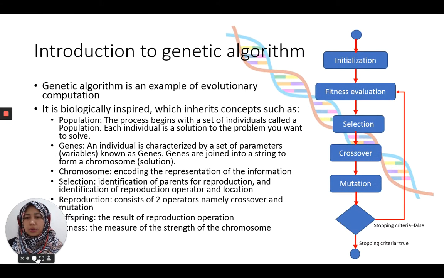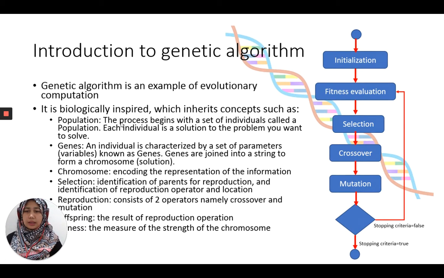This slide shows the concept of the genetic algorithm, which, as the name entails, is an example of evolutionary computation. On the right side of the slide, you can see the flowchart of the genetic algorithm. The slide also introduced several analogies of biology which are used, such as population, genes, chromosome, selection, reproduction, offspring, and fitness.